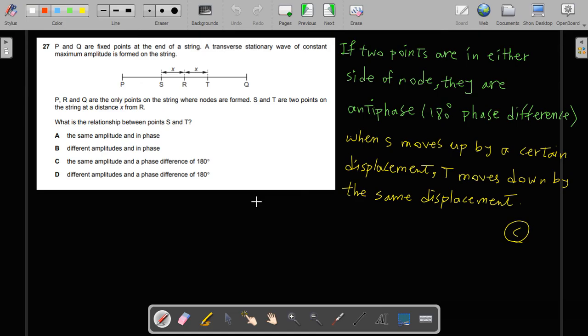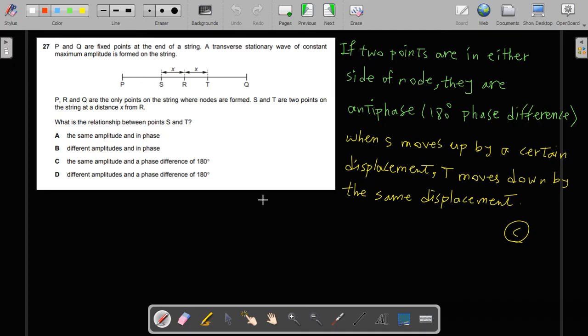Question 27. P and Q are fixed points at the end of the string. A transverse stationary wave of constant maximum amplitude is formed on the string. P, R, and Q are the only points on the string where nodes are formed. S and T are 2 points on the string at a distance x from R. What is the relationship between points S and T?